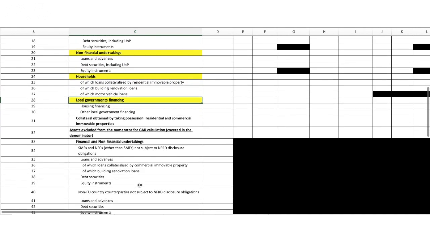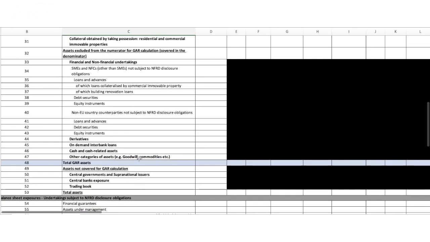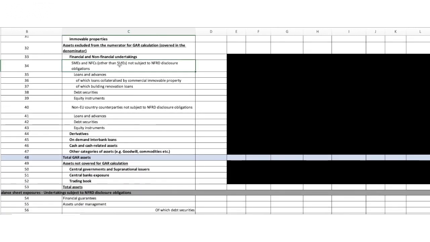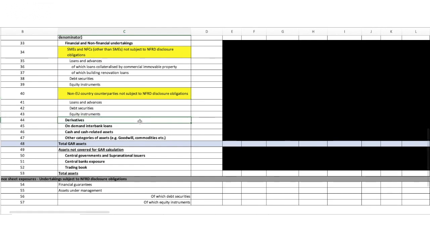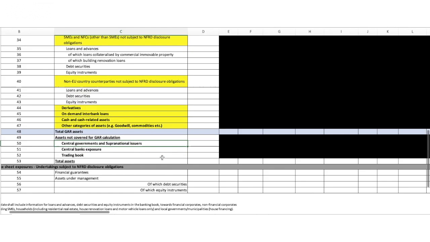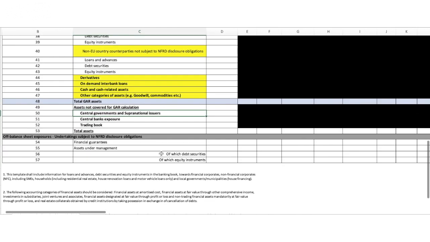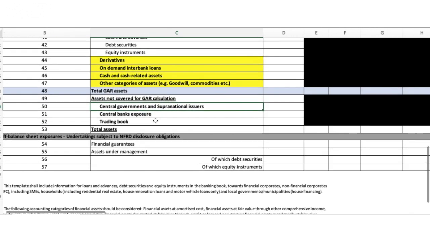The next section only displays the gross carrying amounts of the exposures for non-NFRD and non-EU counterparties. Derivative exposures, interbank loans, cash, and other assets that are not eligible under the EU taxonomy are displayed as well. The final section of the report covers the taxonomy alignment of banks' off-balance sheet exposures related to NFRD counterparties.